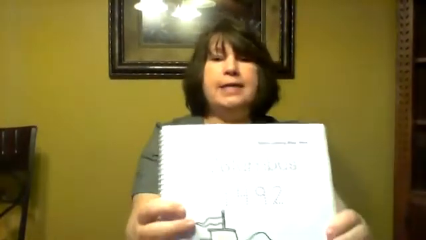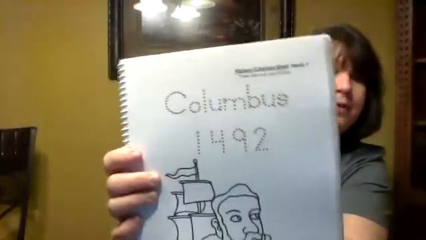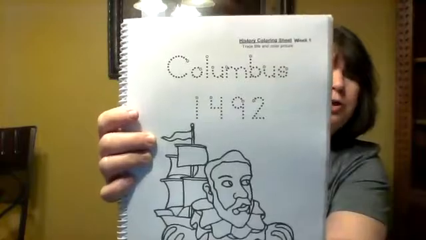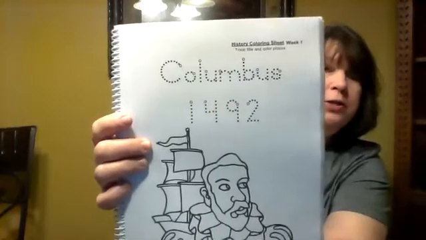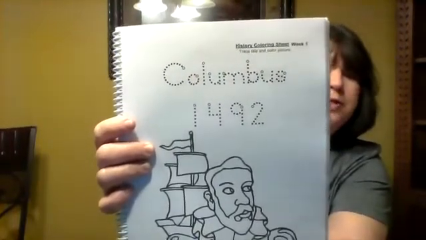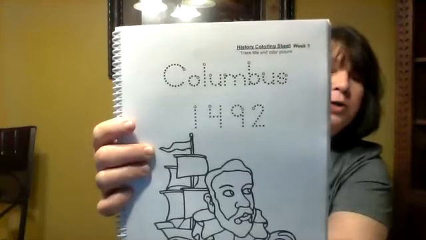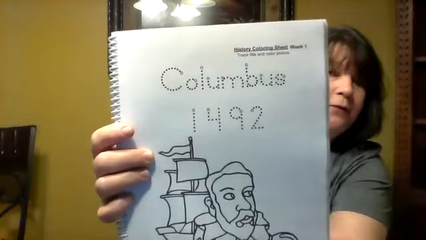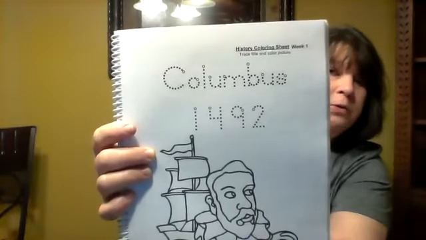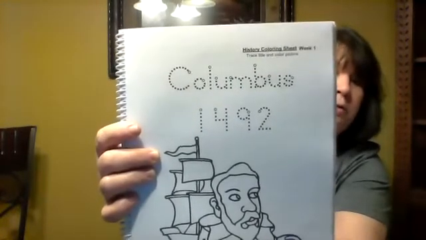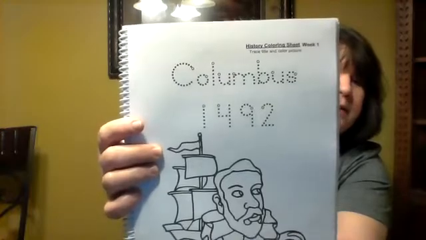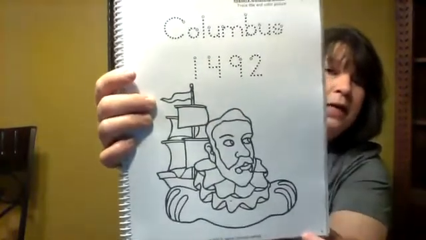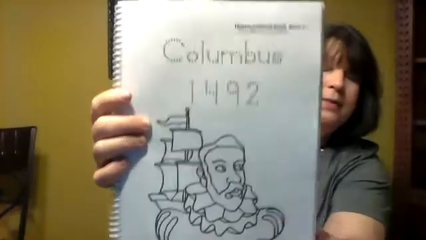The first page you'll see is a history page for your younger children, your younger students. Your child would just trace the word Columbus, because in Cycle 3, Columbus is the first person that you will study about. So your child will trace the word Columbus and 1492, and then has a coloring page of Columbus.